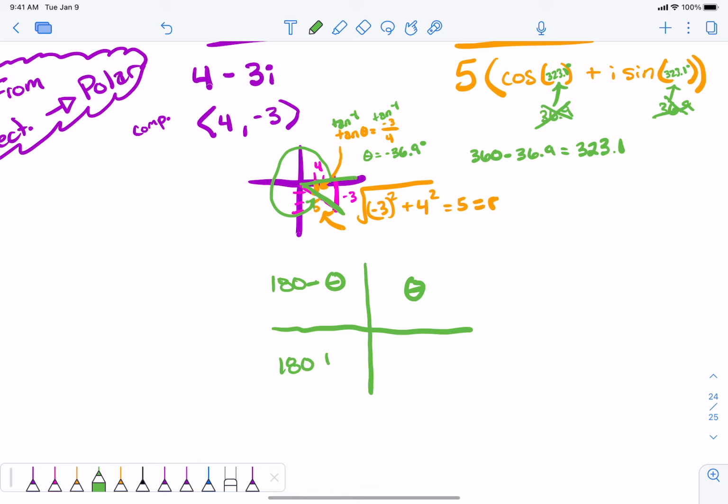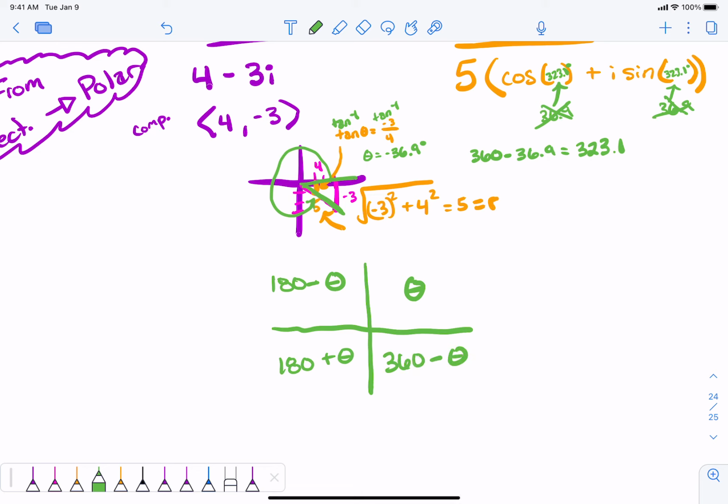Nope, 180 plus angle theta. It's not 270, because if we're doing the angle down here, we would have to know this angle in order to subtract from 270. Okay, let me get rid of that. So 180 plus theta, and then in the fourth quadrant, we just did that one. That one is 360 minus that theta.